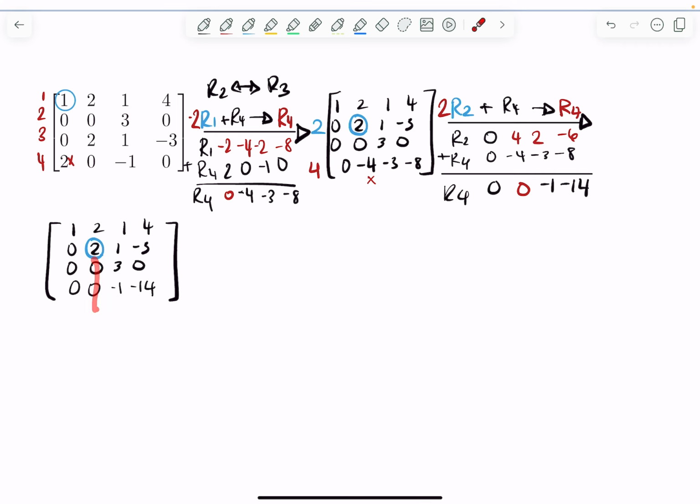Now we cleared out this row. Everything is good. Everything is 0. So then we move on to the next pivot position, which is this. So I want to kill anything below that. So this needs to go away.